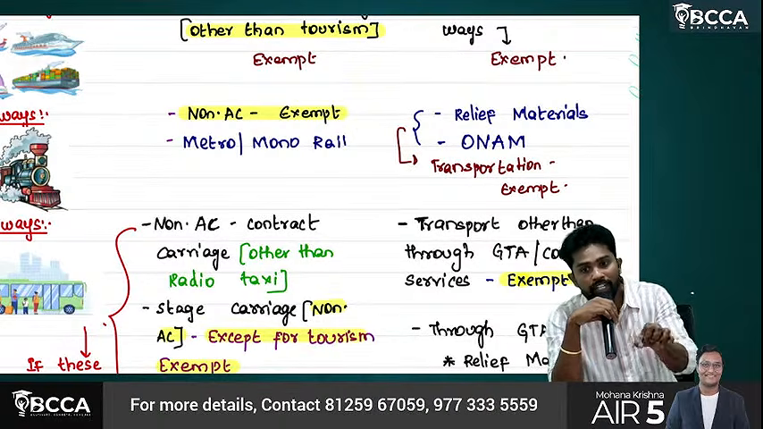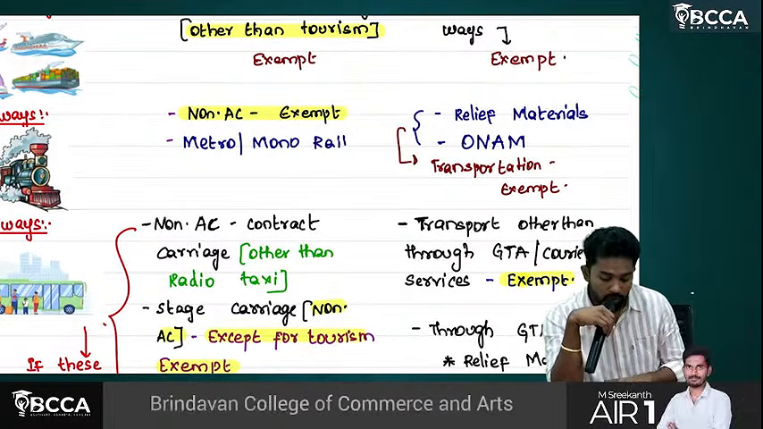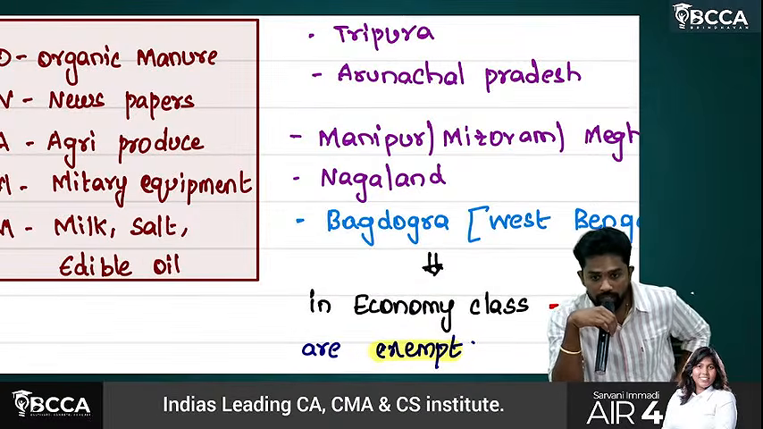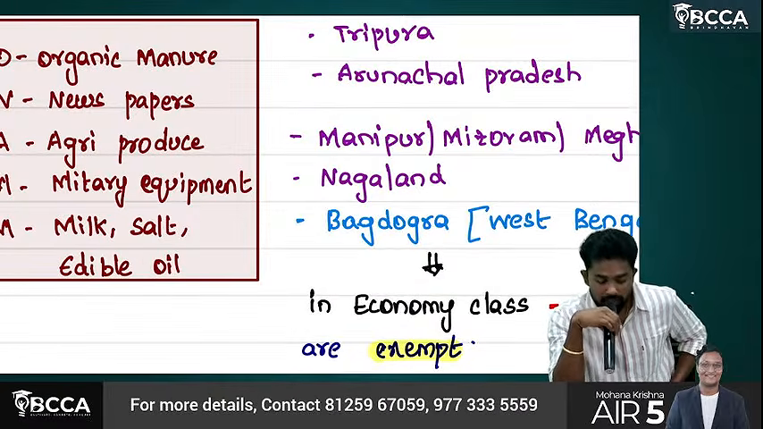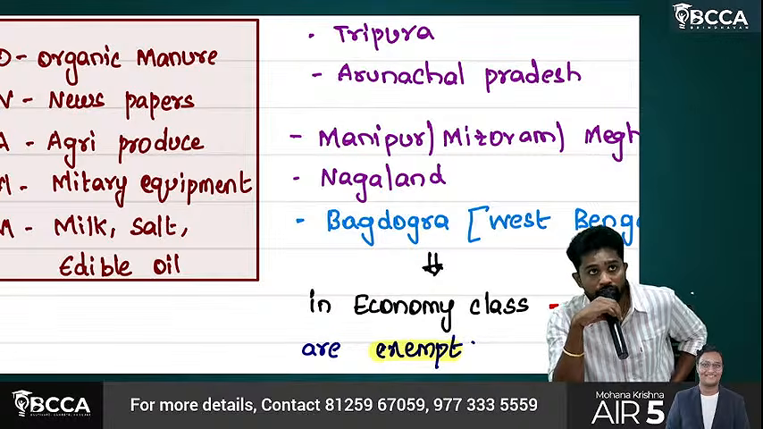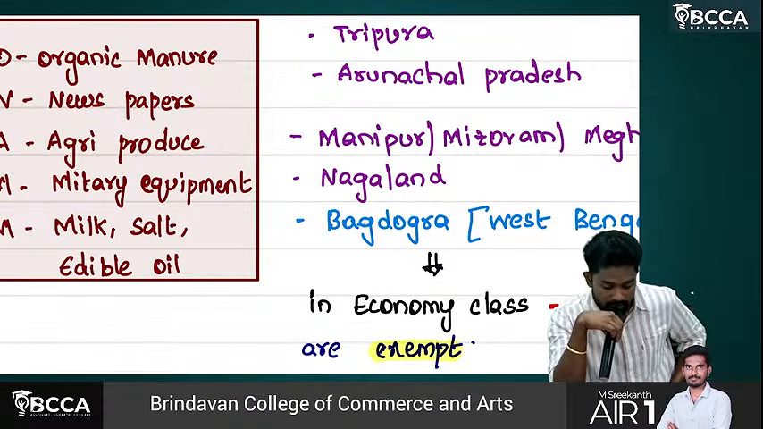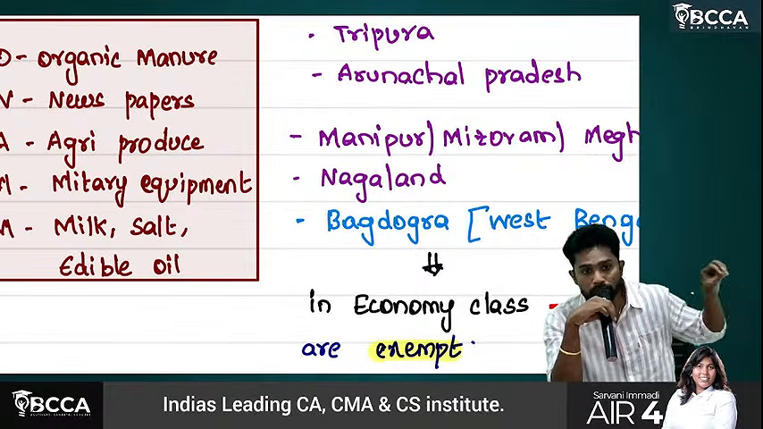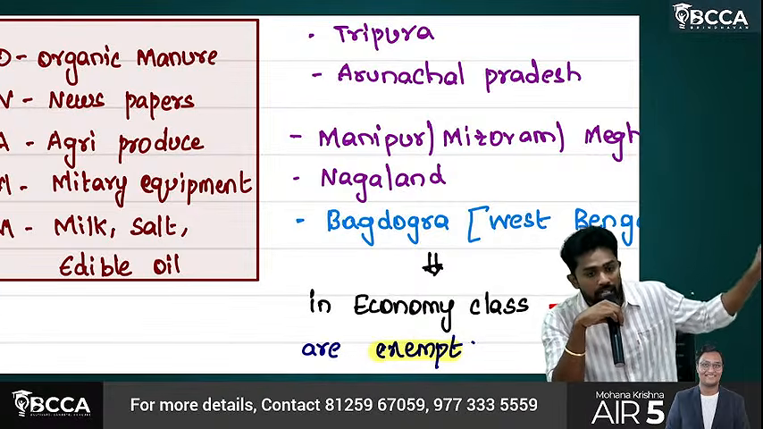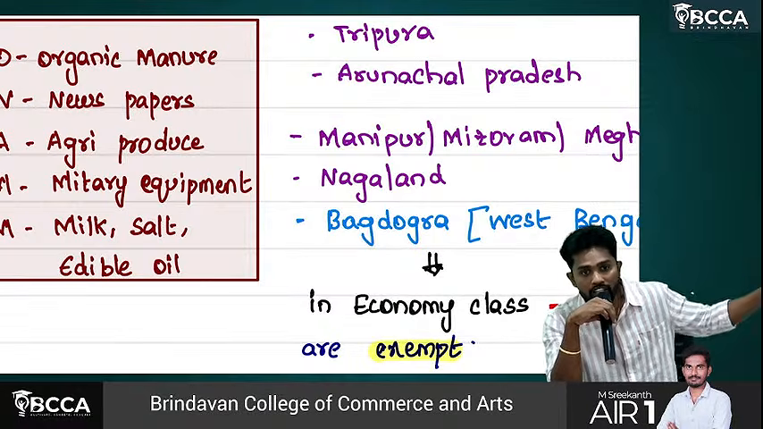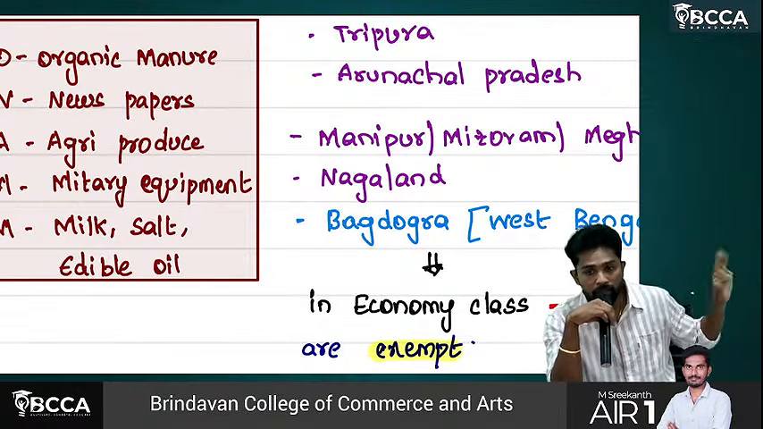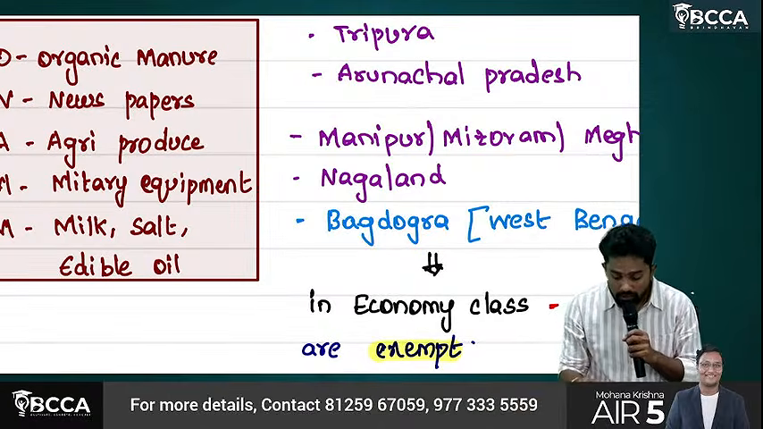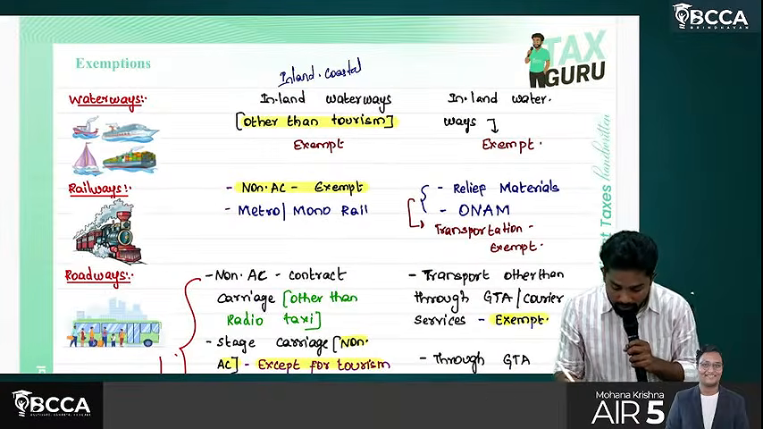Or the goods being transported are ONAM. ONAM means: O for organic manure, N for newspapers, A for agri produce, M for military equipment, and another M for milk, salt, edible oil. So one is relief material and then ONAM. When these are being transported, exempted.